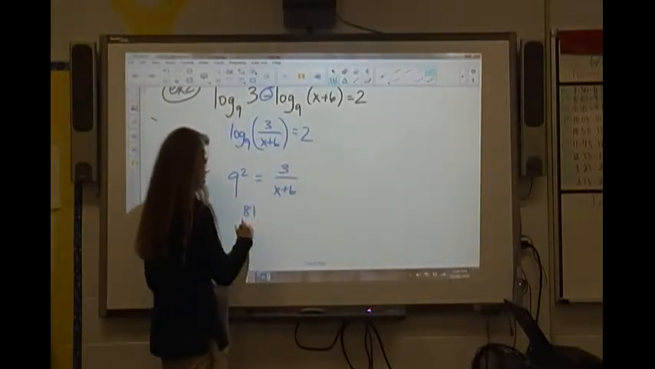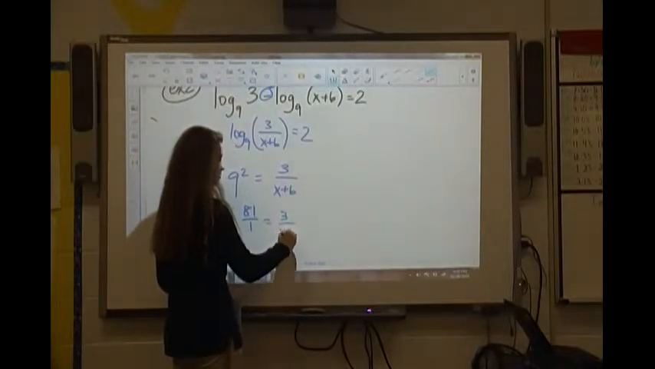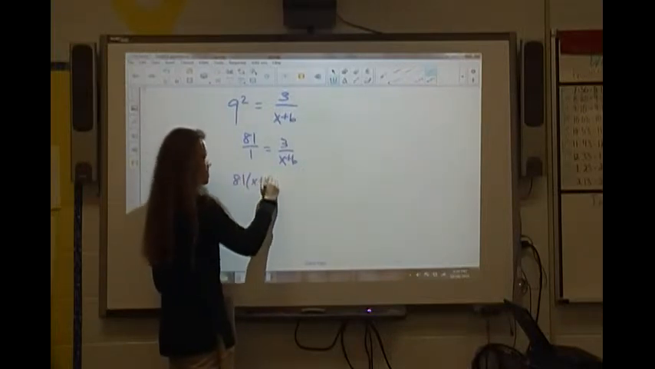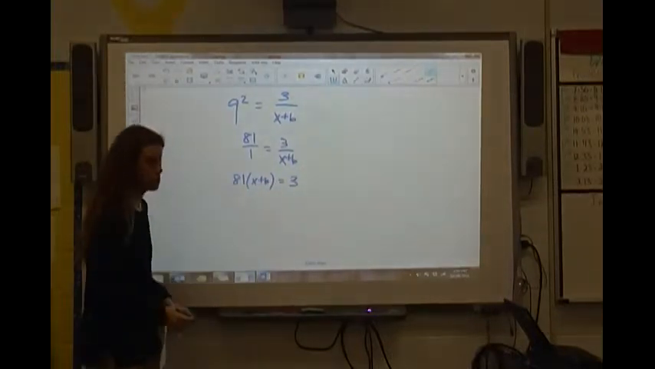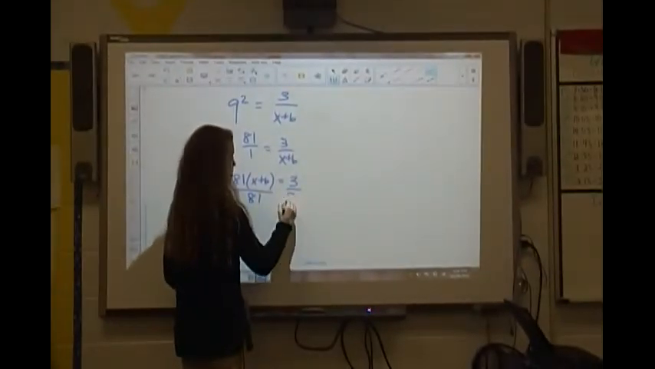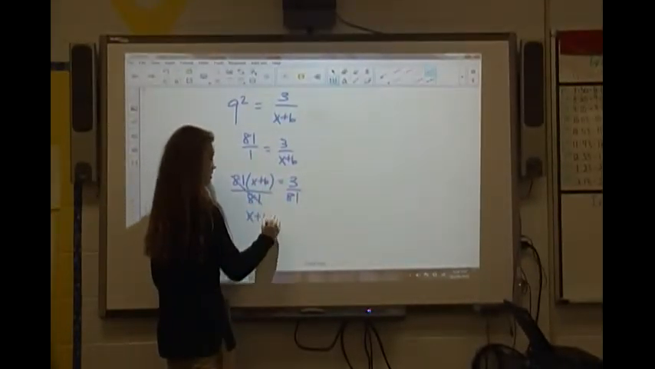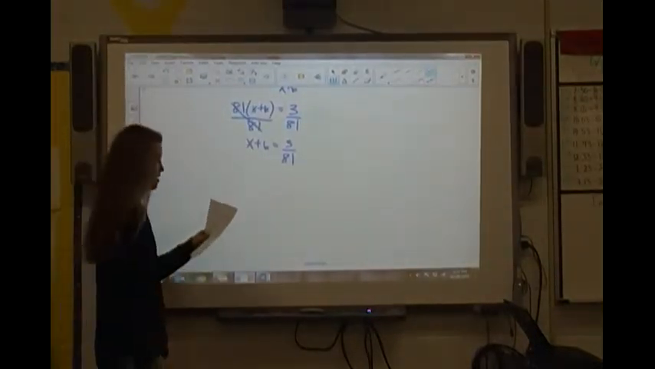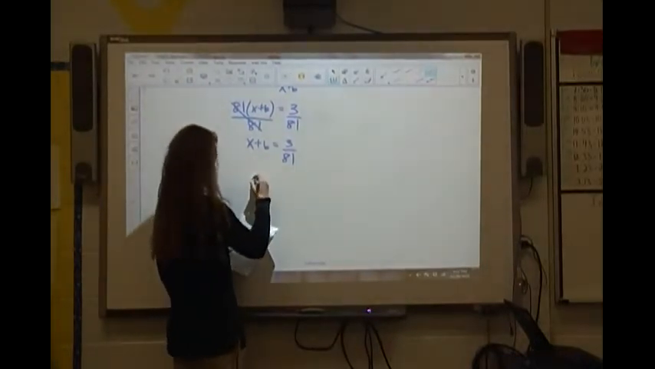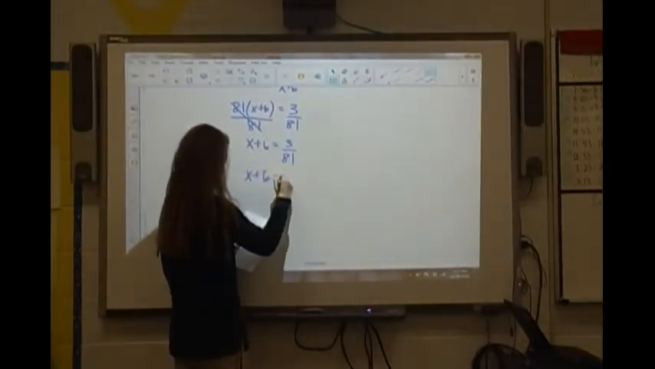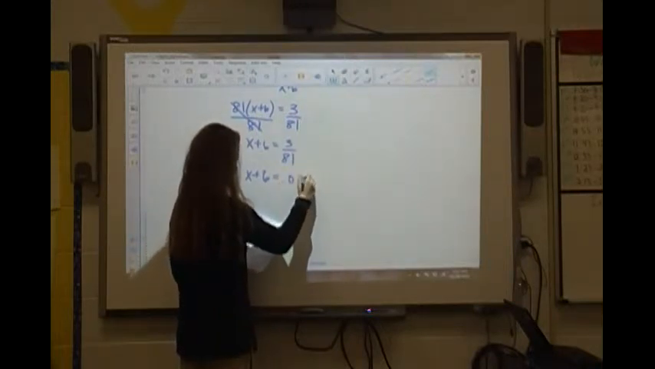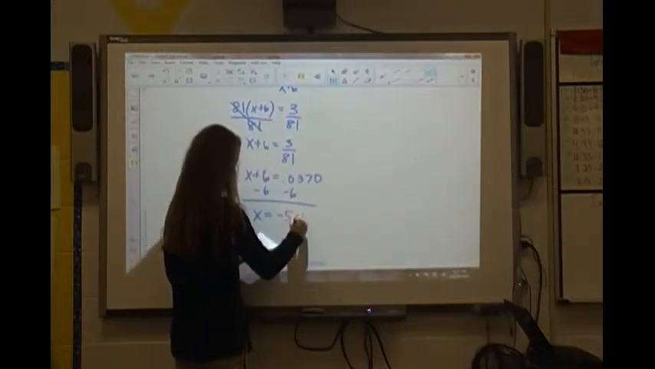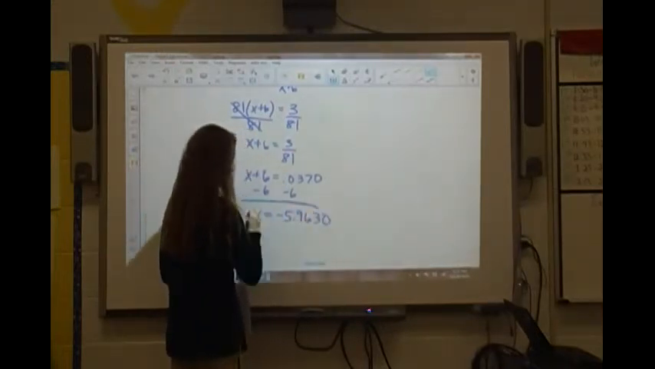I'll solve that and get 81 over 1, because I want to cross multiply here. So when I cross multiply, I get 81 times x plus 6. You can multiply that through if you want, but I'm not going to. I'm just going to go right ahead and divide by 81 now. So I have x plus 6 is equal to 3 over 81. And then I will subtract the 6. So x plus 6 is equal to 0.0370. Subtract 6. I get negative 5.9630.